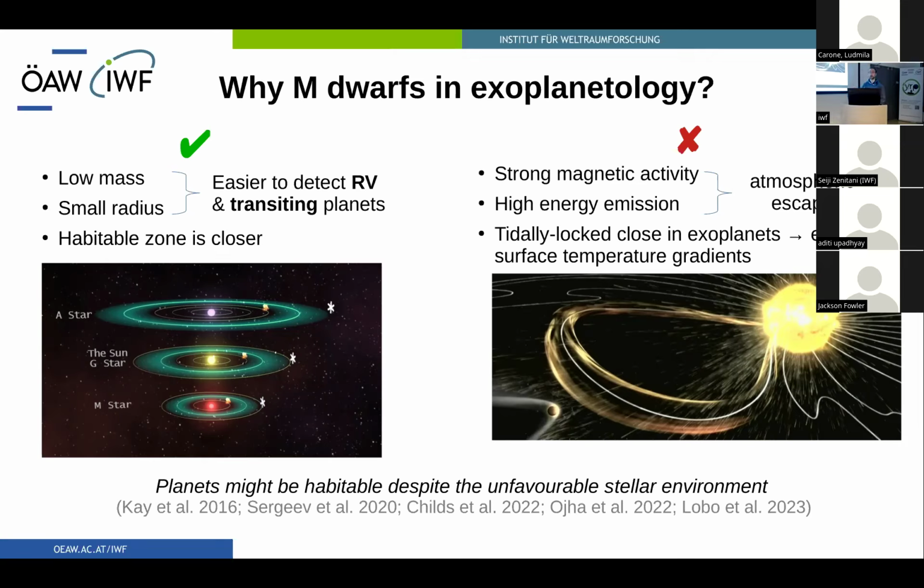It's also an indirect technique. We may infer the presence of a gravitational body perturbing the star by looking at the Doppler reflex motion of the star. The magnitude of the signal also scales proportionally to the mass of the planet over the mass of the star to the power 2/3. So again, if the stellar mass is quite low, then the signal is higher.